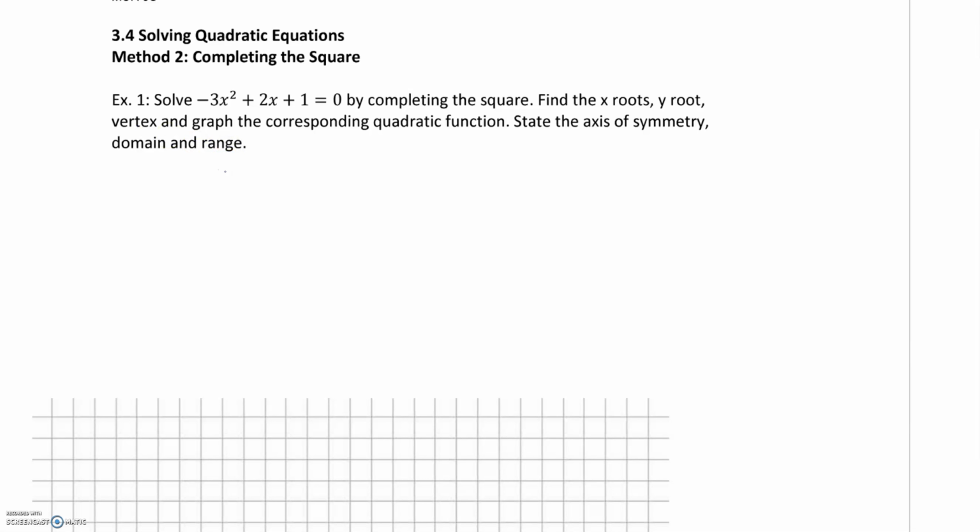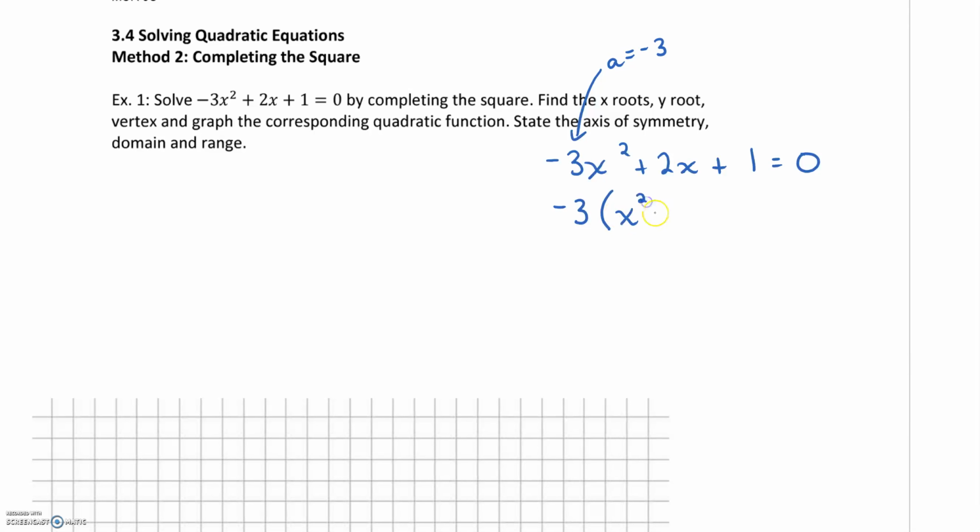So we're just going to start by solving the equation negative 3x squared plus 2x plus 1 by completing the square. So in order to complete the square, I'm just going to rewrite the equation. We know that we're not allowed to have an a value. And in this case, since a is equal to negative 3, we need to factor that out. Only for the first two terms though. So we're going to factor out that negative 3 for the first two terms.